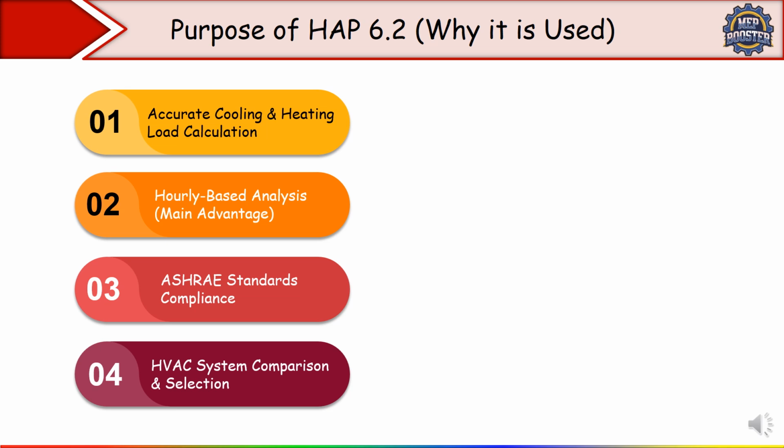Next, its main purpose is what? HVAC system comparison and selection. So HAP software helps compare chilled water system, DX system, VRF system, VAV versus CAV system. You can analyze energy consumption, operating cost, system efficiencies.